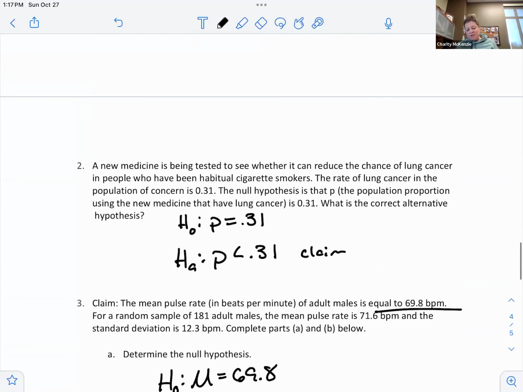So what you're going to do is read through, and every null better be equal. And then your alternative better be not equal, less, or greater, depending on the claim. So you are having to set this up with the claim. You have statistic information in every problem. We are doing the full test, so we're not using that. So you need to decide what's a statistic and what is part of the claim in each problem. And that's all you're doing for this homework. Okay, let me know if you have any questions.